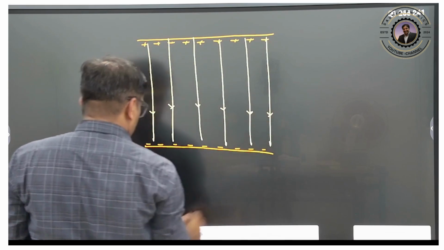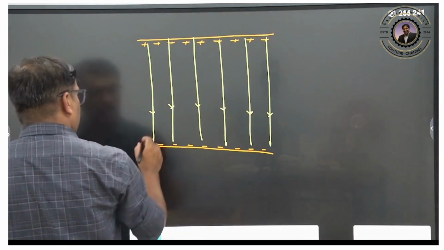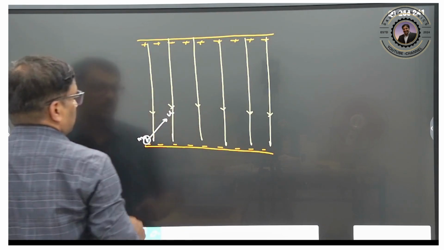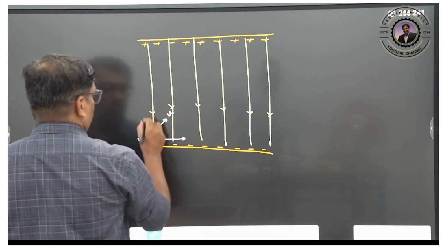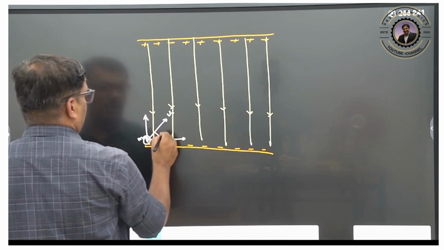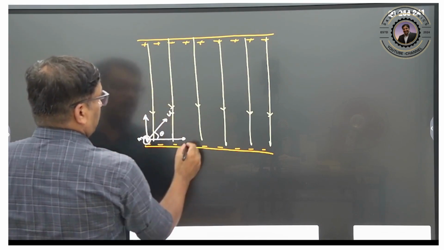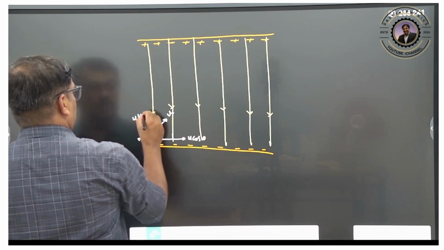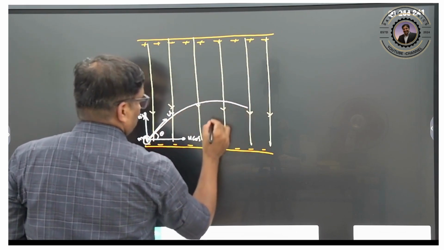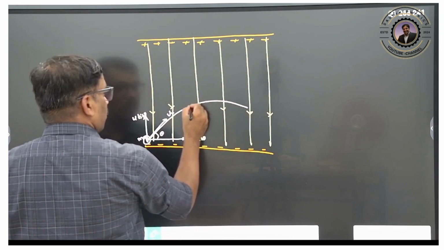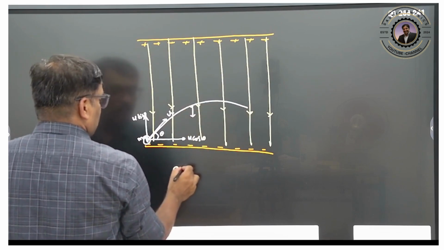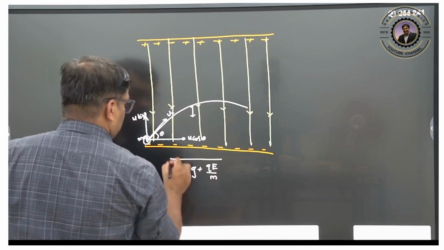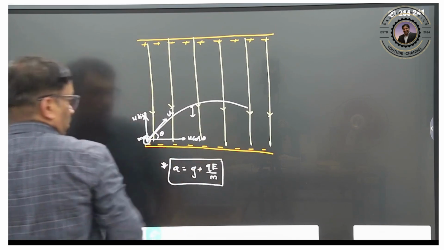Suppose here we project one particle of charge q and mass m with a velocity u, at an angle theta. So the components are u cos theta and u sin theta. What will happen now? It will go like this. So what will be the downward force? The downward acceleration is nothing but g plus qE by m. This is your downward acceleration.